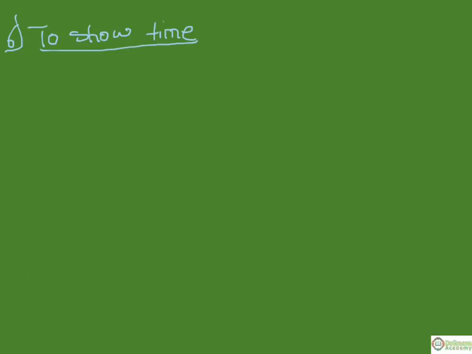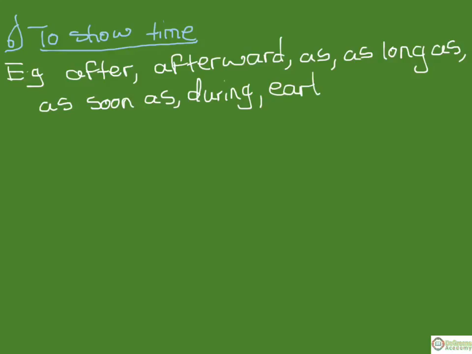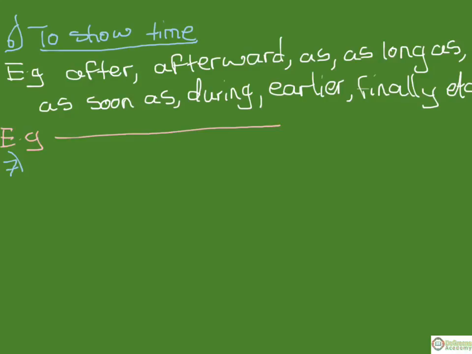And so, to show time, what are some of the words that can be used? What are some of the linking words that can be used? We have after, we have afterwards, we have as long as, soon as, during, earlier, finally, etc. And so you give examples.